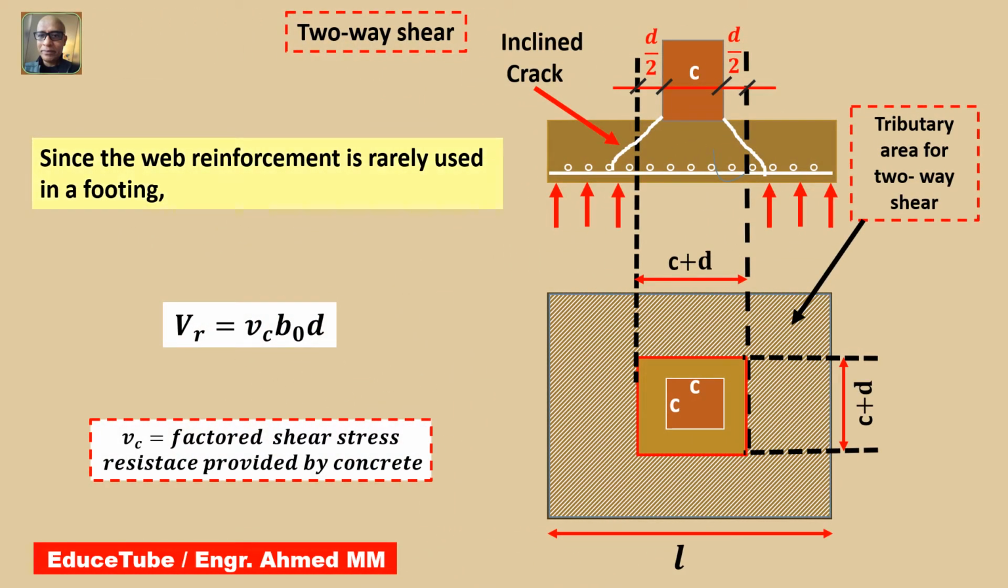Already we know shear reinforcement is rarely used in footing. We calculated VF in the previous slide. Now we are calculating factored shear resistance of a section, that is VR. It will be VC b0 d.